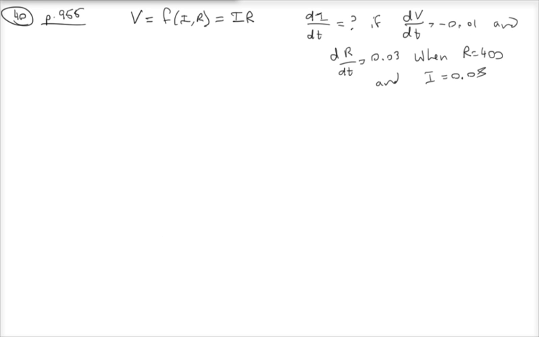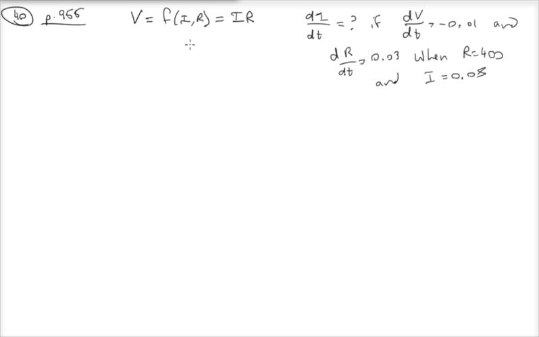Alright, so now we're going to do number 40 on page 955, and I've written out a lot of the information given to you in the problem. Basically we're dealing with what's called, on the E&M side of physics, Ohm's law, that relates current, resistance, and voltage with V equals I times R.